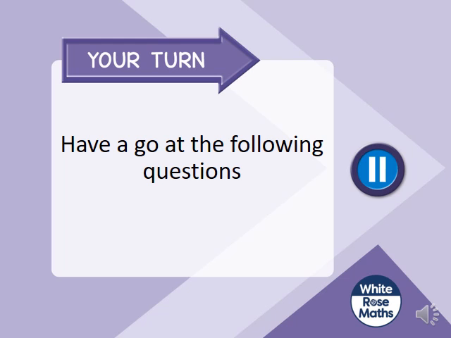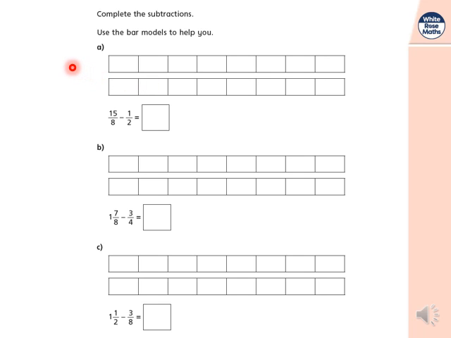It's your turn now. Some questions are coming for you to have a go at. Have a go at them and see what you can do. To begin with, it's completing the subtractions. Use the bar models to help you. So you've got 15/8 take away a half. What would you need to do first? Because your denominators are not the same, so what's the first thing you would need to do? And can you use your fraction bars if you need to help you? Have a go at those 3 questions, and then your answers will come after.